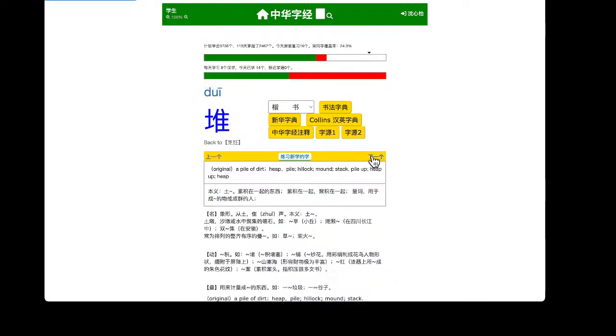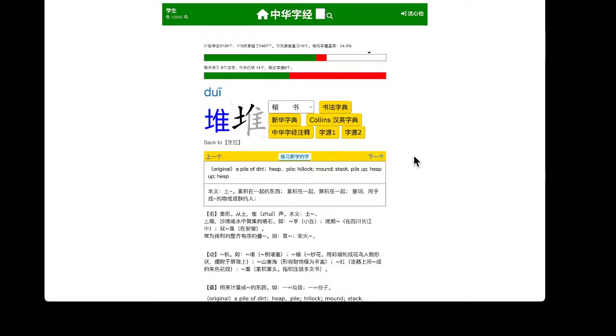So next one, 堆. 堆 means a pile of dirt. A pile of dirt means 堆. Later on that just means any pile, heap, hillock, a mount. So anything like that is called 堆. A stack is also called 堆. And this one can also be used as a verb, so pile up, heap up. It's all 堆.